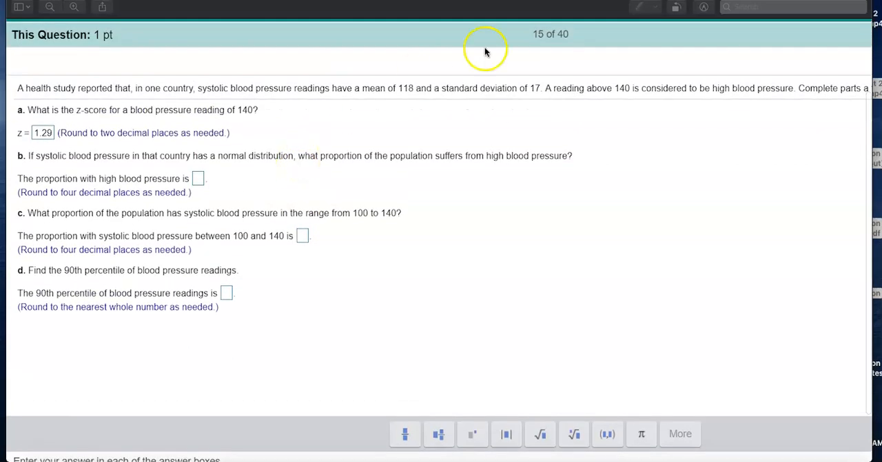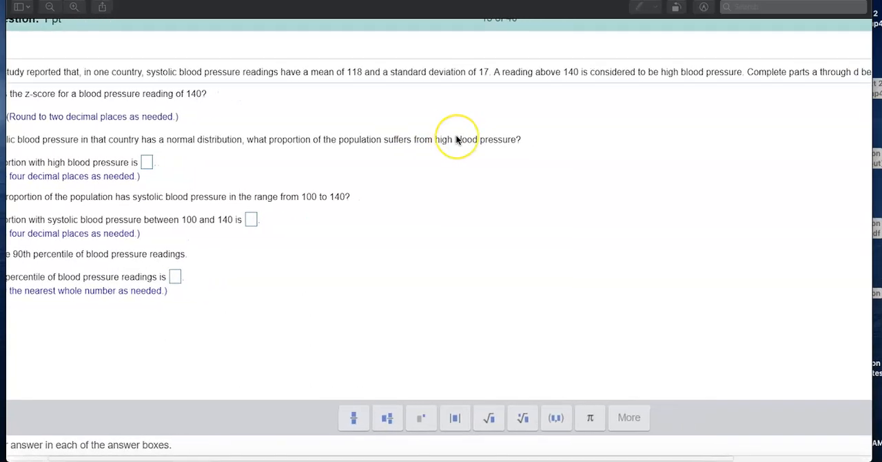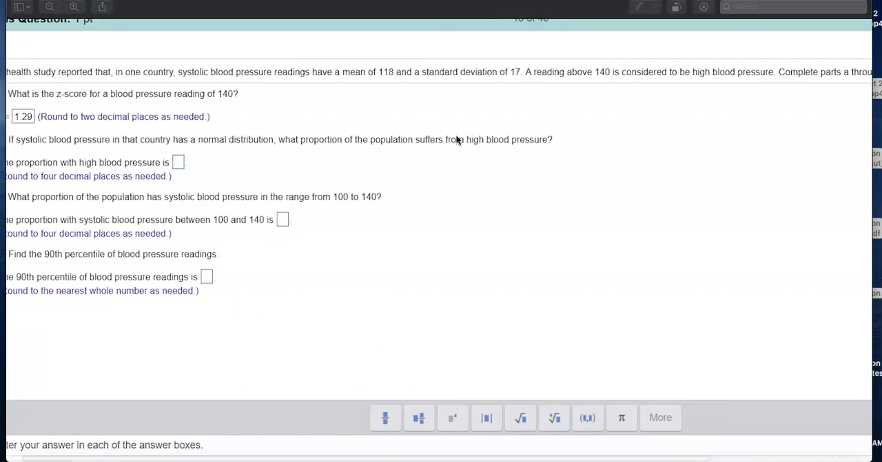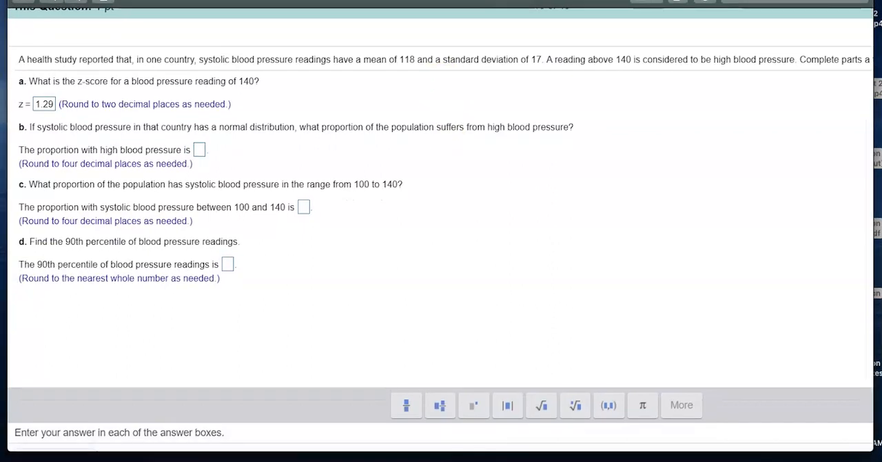All right, next one is number 15. It says a health study reported that in one country, systolic blood pressure readings have a mean of 118 and standard deviation of 17. A reading above 140 is considered to be high blood pressure. Complete parts A through D below. Okay, so what is a z-score for a blood pressure reading of 140?